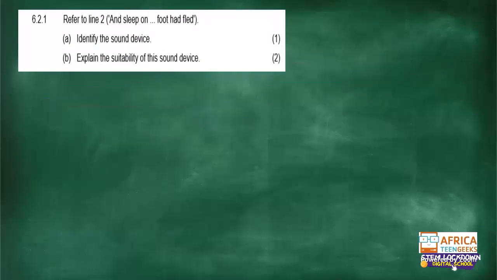Okay, so yesterday, remember, we spoke about sound devices, okay? When we are talking about sound devices, we are talking about figures of speech that use sound to reinforce meaning, okay? So we said if you come across a question that says, identify the sound device, already in your mind, you should know that you are looking for alliteration, you are looking for assonance, you are looking for a rhyme, you are looking for those things, okay?